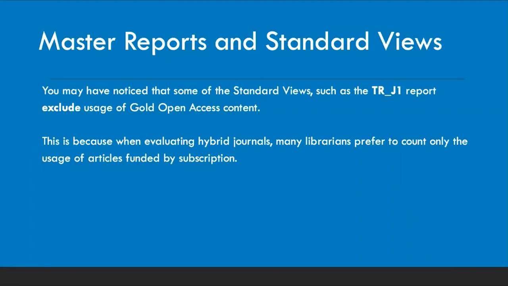In the standard views or the main master reports, like the TR_J1 report, it automatically excludes all gold open access content. So some publishers' statistics dashboards allow you to just click on the TR_J1 report and get that information readily available. But it is good to note that that's going to be presented to you without any gold open access. And if you want to account for that, you're going to have to go into the item report in order to see the two different access types that are being provided.